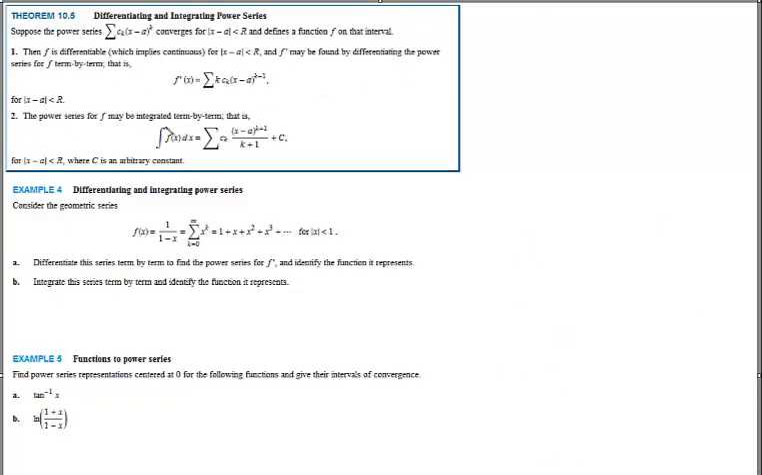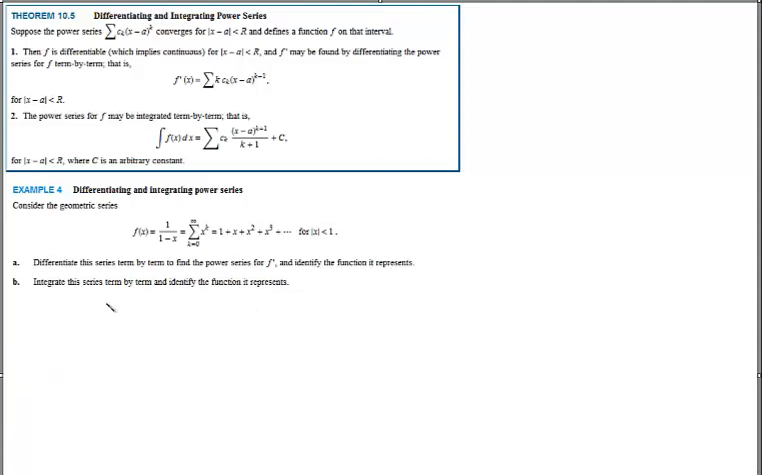The next theorem talks about differentiating and integrating my power series, and a lot of these properties carry over provided I stay within that interval of convergence. So we're going to look at a couple of examples of this. First up, they want us to integrate. So I'm going to integrate this f of x, see what I get, and then I'm going to integrate term by term, and I'm going to find what that power series represents.